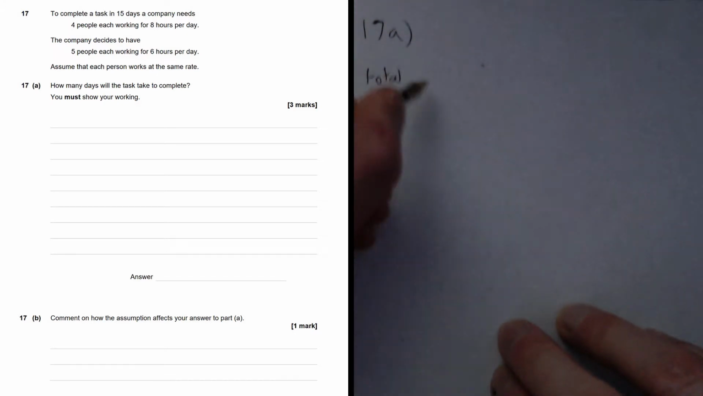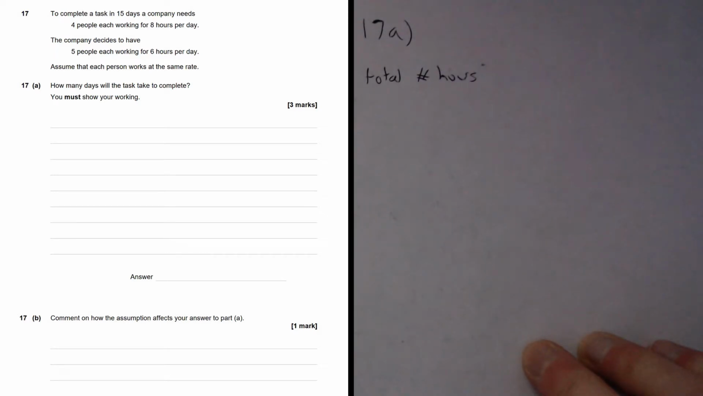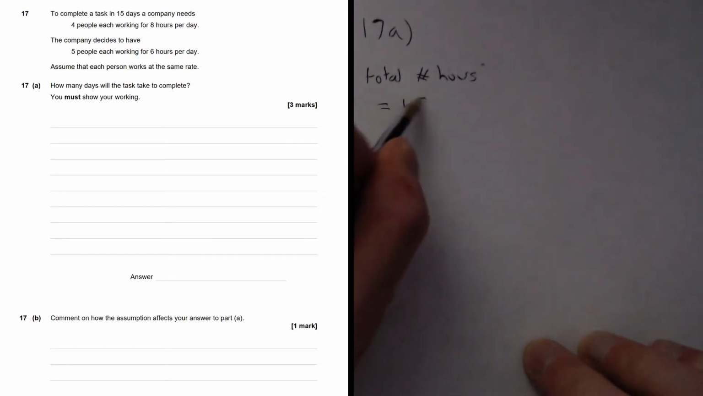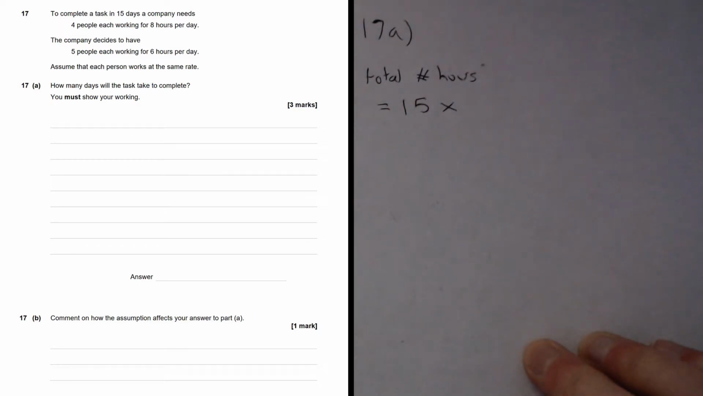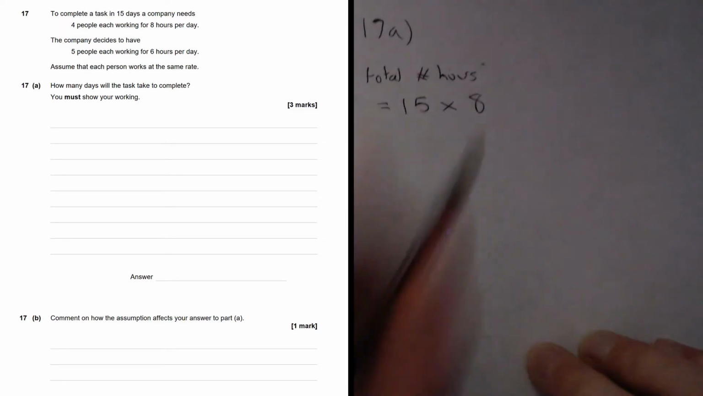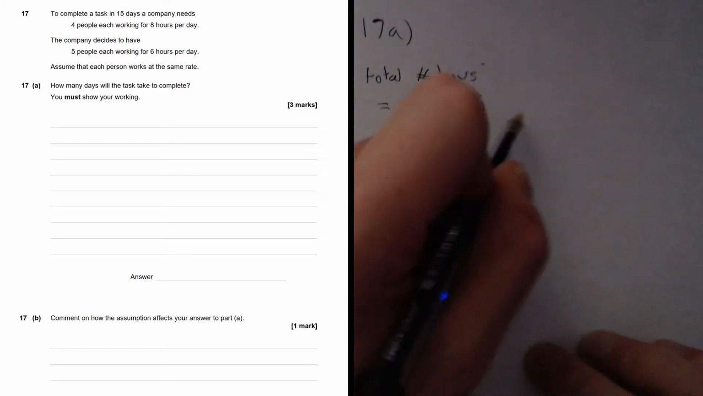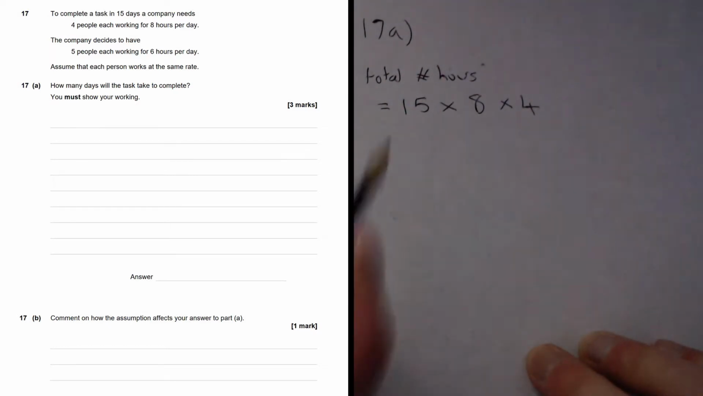Total number of hours. So the total number of hours, if it's going to take 15 days, is going to be 15 days multiplied by the 8 hours, and then 4 people are doing this. So we need to do that calculation.